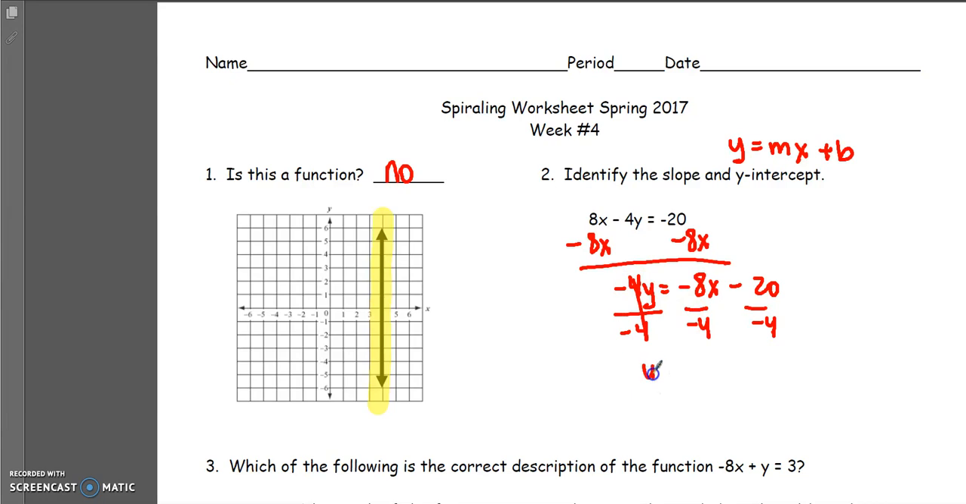And that will leave me my y by itself. A negative 8 divided by negative 4 is a positive 2, and a negative 20 divided by negative 4 is a positive 5. So now we should be able to pick out our slope and our y-intercept. My slope would be 2, and my y-intercept will be the 5.